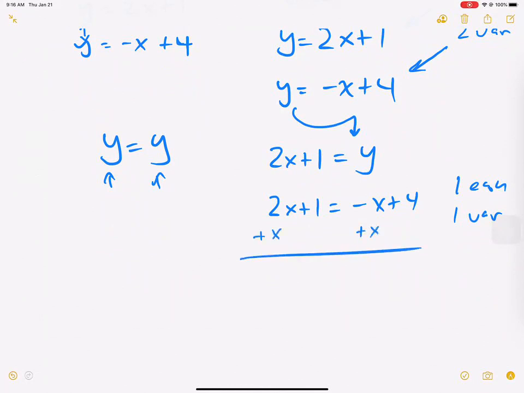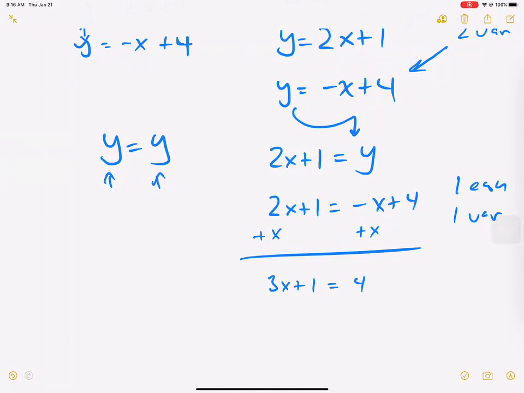I'm moving the x over here to the 2 side because I have more x's on this side. It's always easier to move the variables to the side with more x's first. We end up with 3x plus 1 equals 4. Now this looks just like our day 1 problems. Take a look here, 3x plus 1 equals 4. That looks like a day 1 problem.